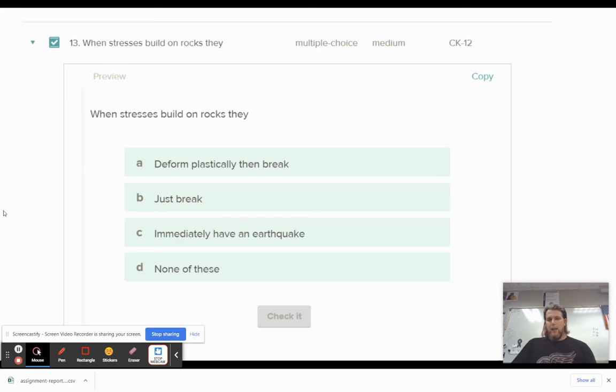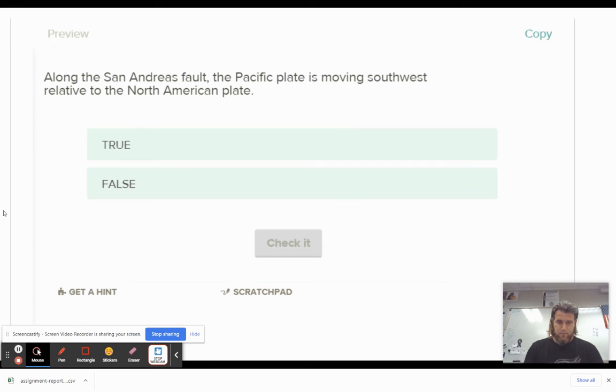So we'll take A. That's a really good answer. With B, rocks don't always just break. Sometimes they strain, they deform. They don't need to break all the time and then immediately have an earthquake? No, because you need to let the stress build up, and then you'll have the earthquake. And then none of these is incorrect. So you'd want to go with A on that one.